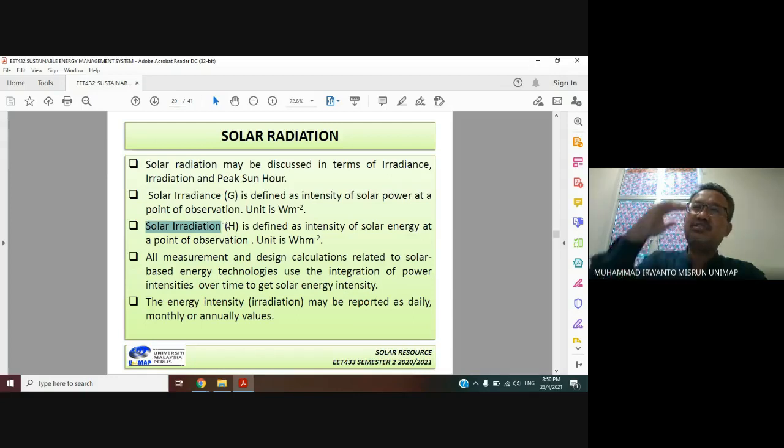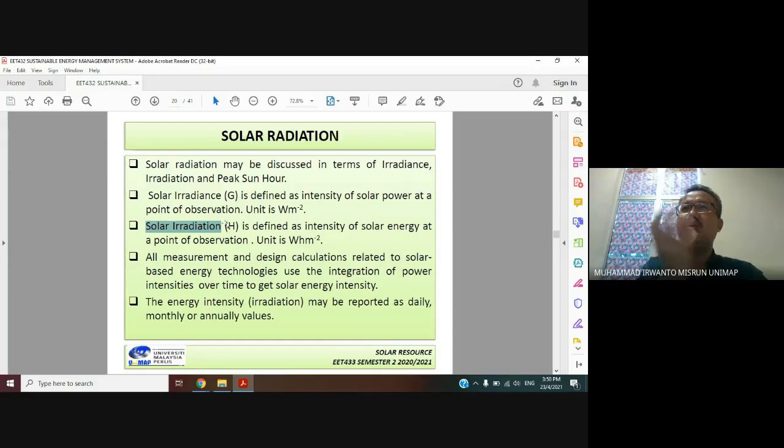If we install the weather station, we have to install it 10 meters above ground level, or at least 3 meters above ground level.